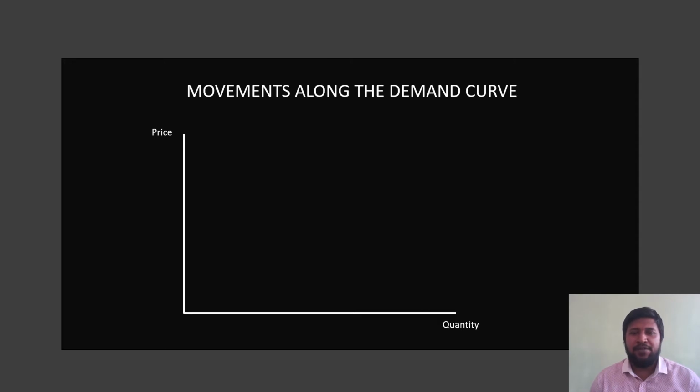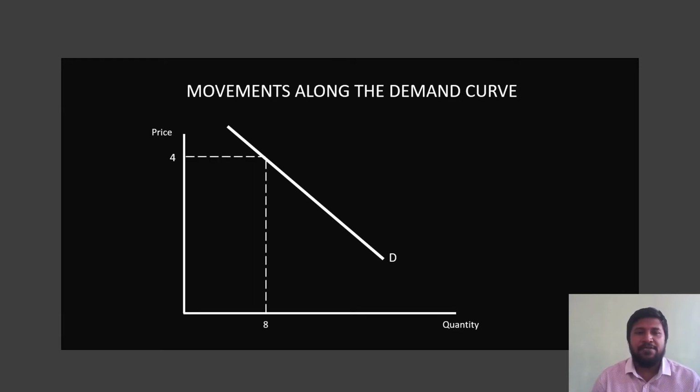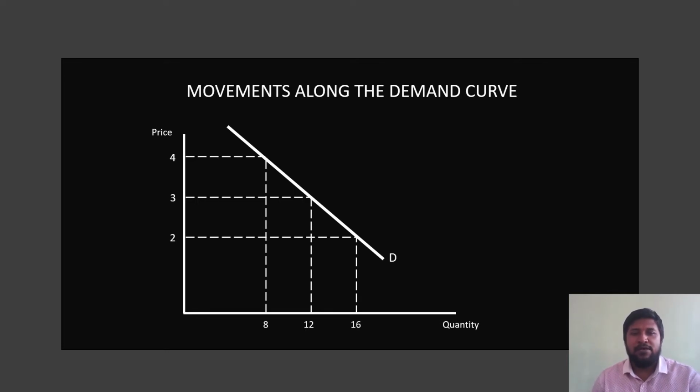So this is the very first movement or change in demand, that is movement along the demand curve. And here we have a downward sloping demand curve. Now, for example, if the price is 4 and the quantity demanded is 8, when the price falls to 3, the quantity demanded increases from 8 to 12. And furthermore, when the price decreases from 3 to 2, the quantity demanded increases from 12 to 16. Now you can see a trend, right? When there is a fall in price, there is an increase in quantity demanded.